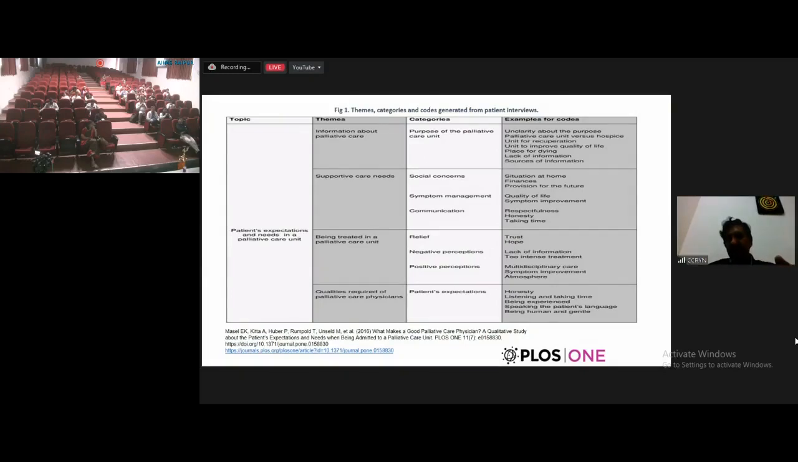Situation at home, social concerns, finances, vision for the future, quality of symptom management, quality of life and symptom improvement, and communication, respectfulness, honesty, taking time. All these are important aspects. Negative perceptions in cancer patients would be lack of information and too intense treatment. They don't want to go for treatment because, for example, of highly emetogenic chemotherapy, too much nausea, vomiting, anticipatory symptoms. They don't want to come and take the next chemotherapy at all. These are some things you need to really understand when you want to do a qualitative study.